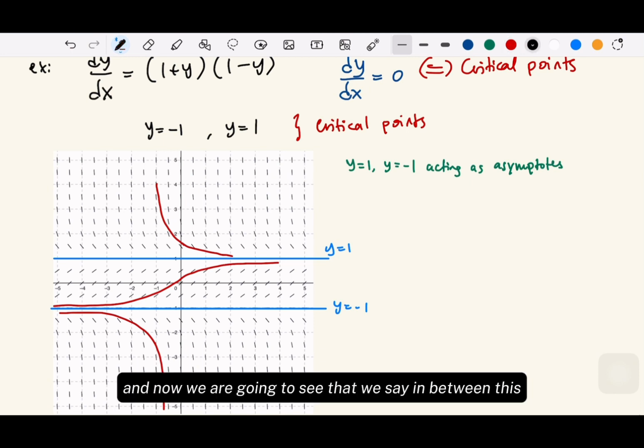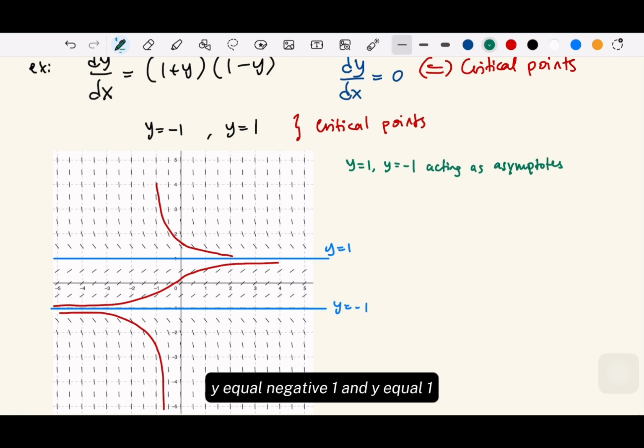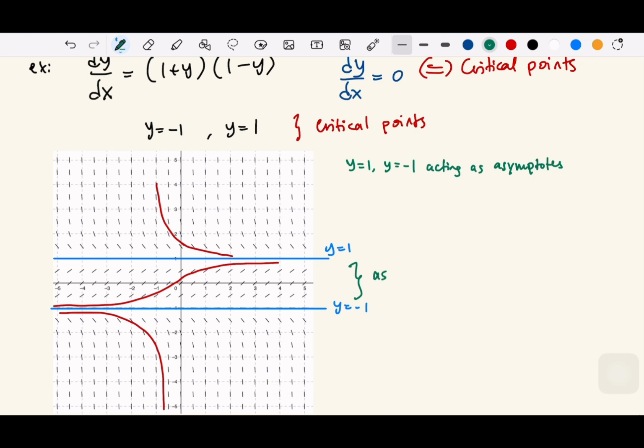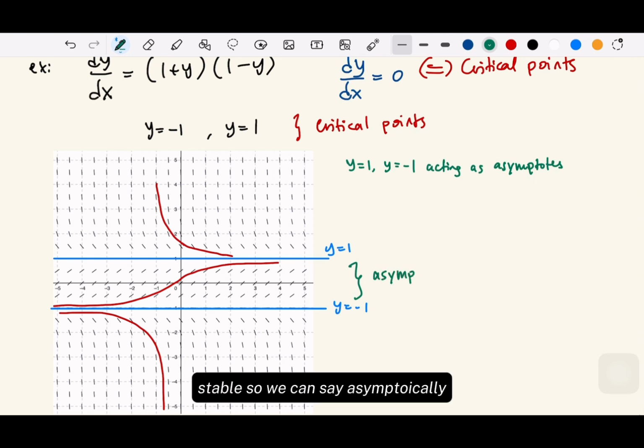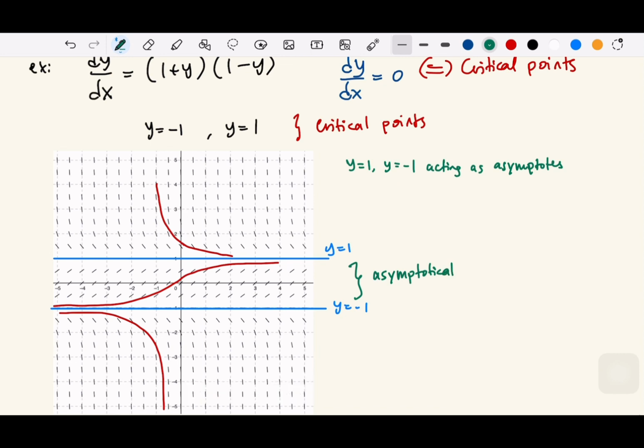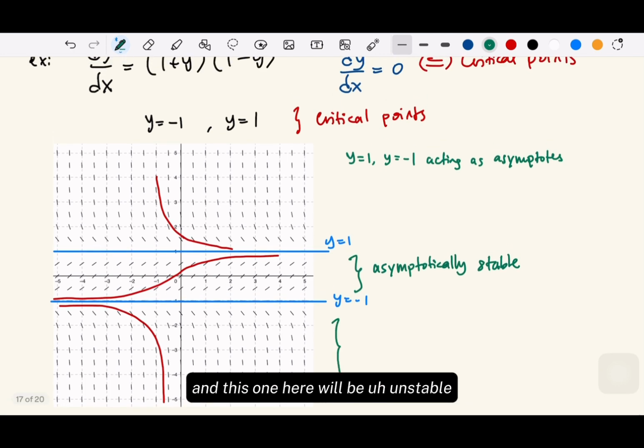And now we say that in between y equals -1 and y equals 1, this will be asymptotically stable. And this one here will be unstable.